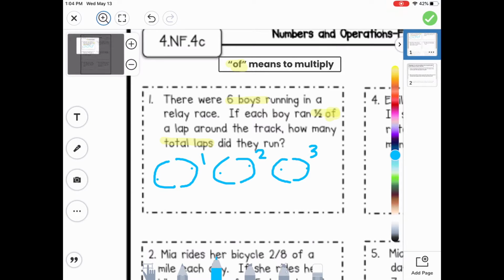Now for me, drawing a picture for this problem was quite a bit easier and quicker than doing the repeated addition, but you can choose whichever strategy makes the most sense to you. The important part is just making sure that your answer is a clear answer to the question. So here it wants to know how many total laps did they run. The boys ran a total of 3 laps around the track. All right, so that is my example for question 1. Like I said, you can use whichever strategy makes the most sense to you, but you need to make sure that the answer that you're getting is a clear answer to the question that's being asked.